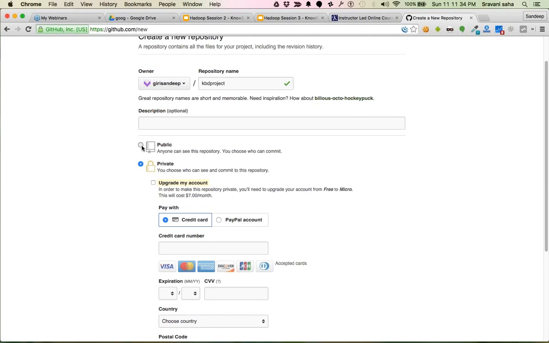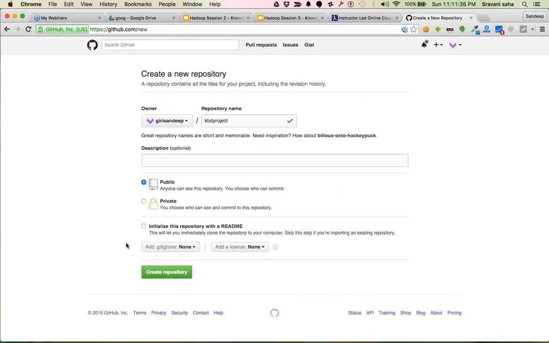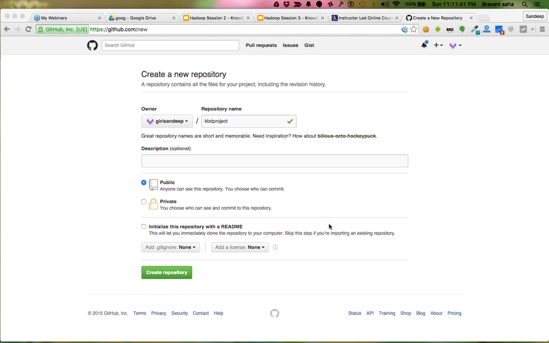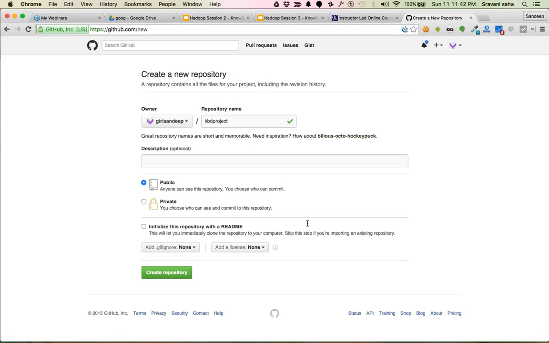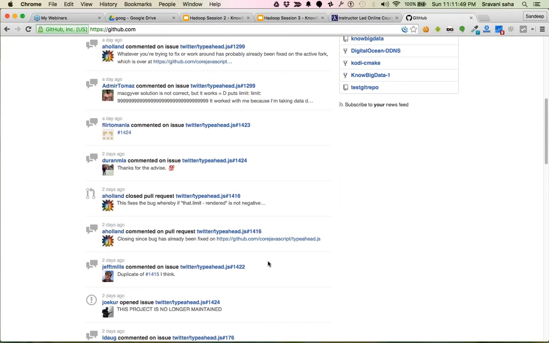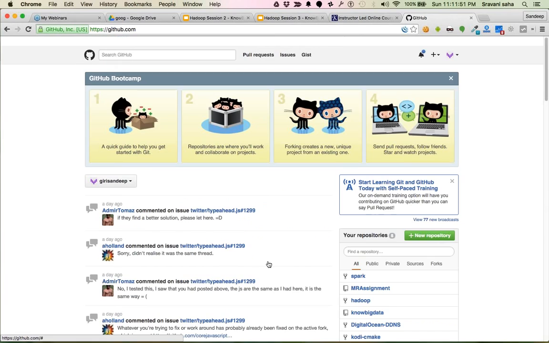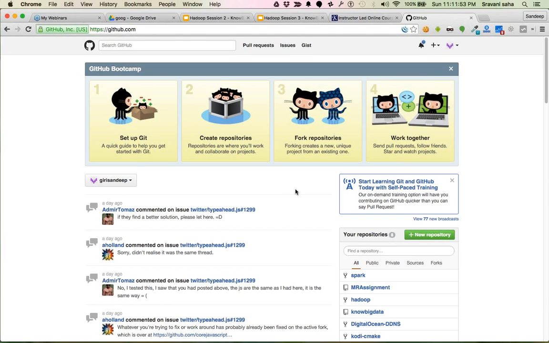You can create a public one. Public ones are free, private ones are paid. That's how you can do it. So that was something about GitHub, and Git is a source control tool. Try doing it, you will get the hang of it.